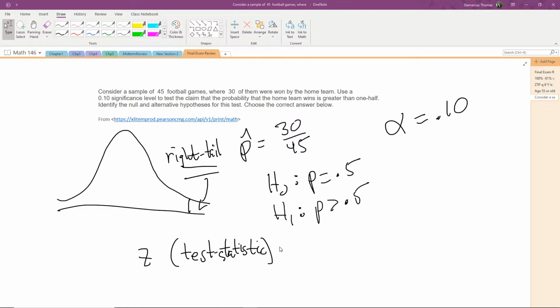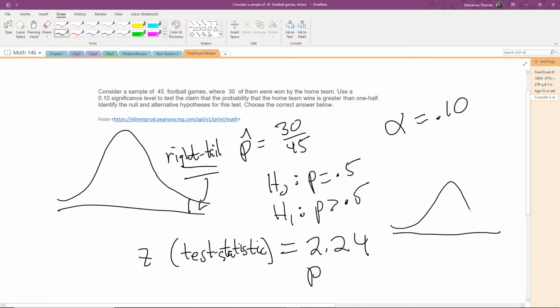We got our test statistic turned out to be 2.24, and our p-value therefore is, and how do you get your p-value from that? 2.24 and up. That's your p-value. The p-value is equal to 0.0. They usually like 4 places or 3 places, so I'll just put 0.127.